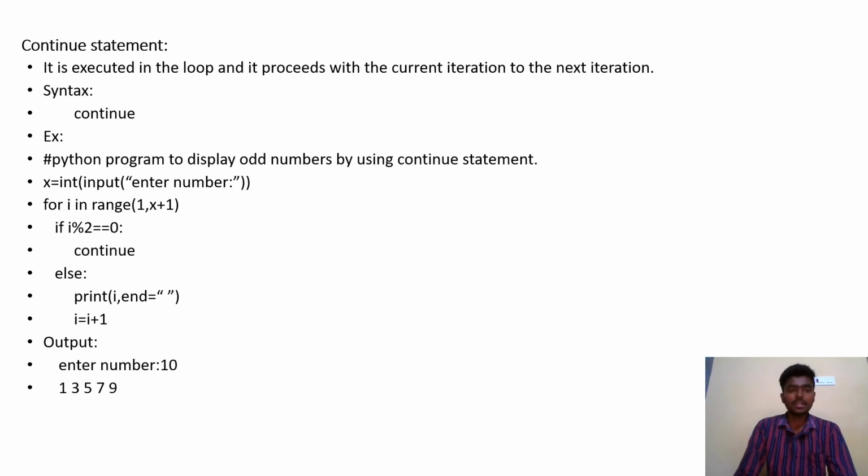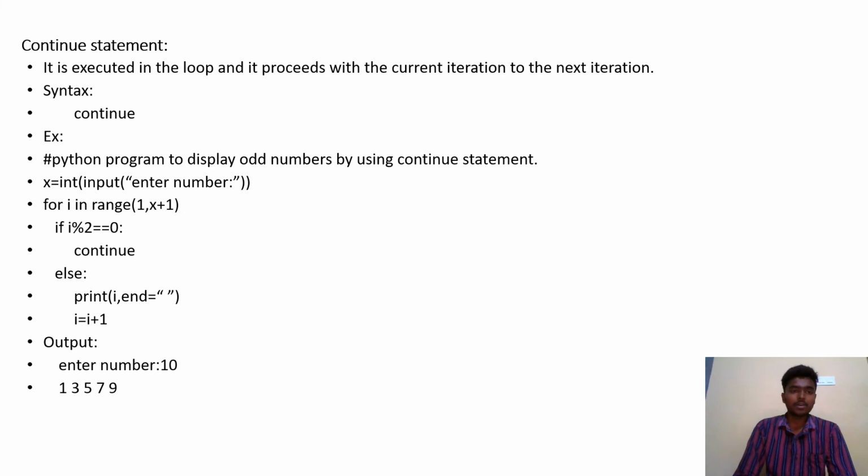And the third one is the continue statement. The continue statement is used in loops, and it proceeds from the current iteration to the next iteration. The syntax of continue is continue. Let us consider one example. The program is to display odd numbers by using the continue statement.